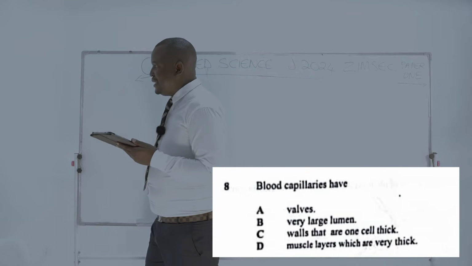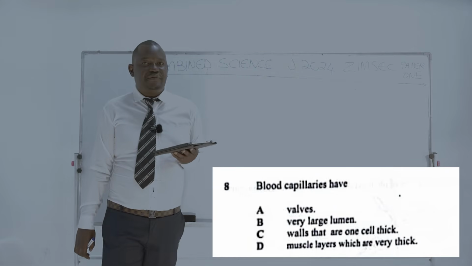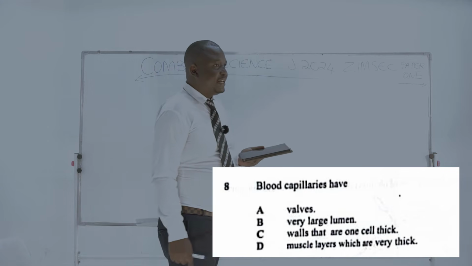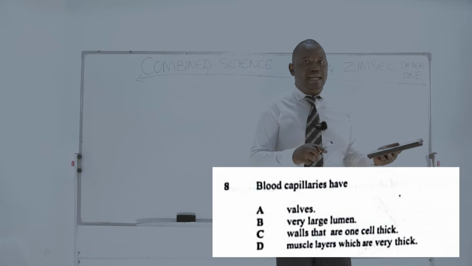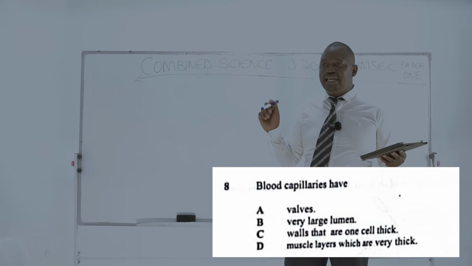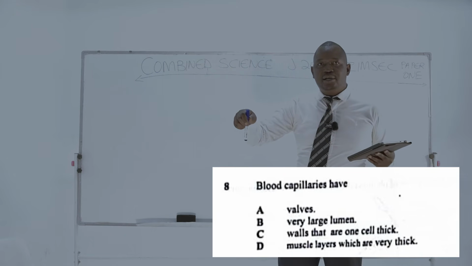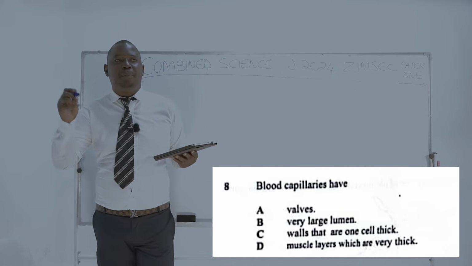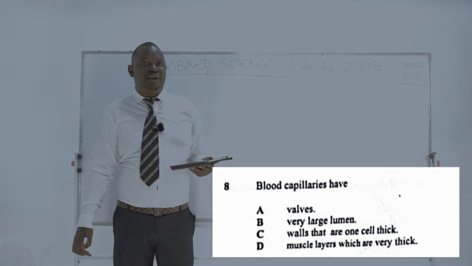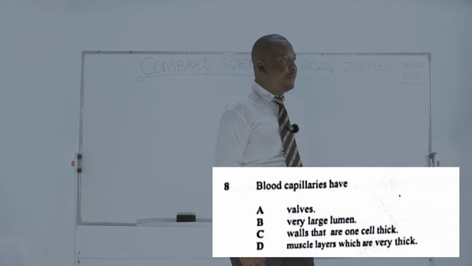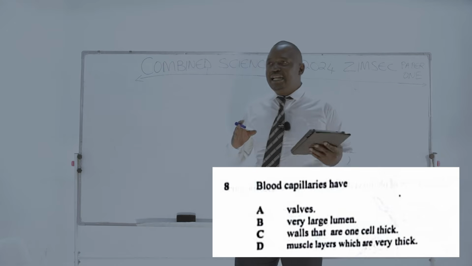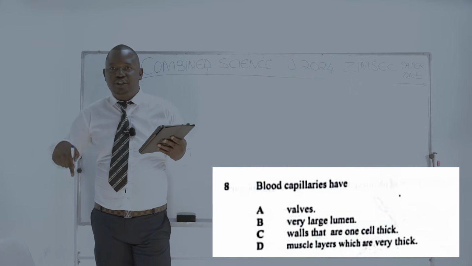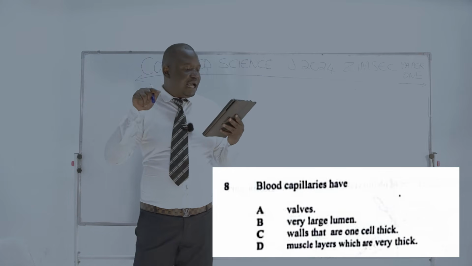The blood capillaries have dash and the valves. A, that's wrong. Valves are found in veins. Because veins carry blood to the heart, and arteries carry blood away from the heart. So in veins the blood is at low pressure, so the blood is actually moving lackadaisically like a zombie. So there's a need for valves to prevent the backflow of blood.